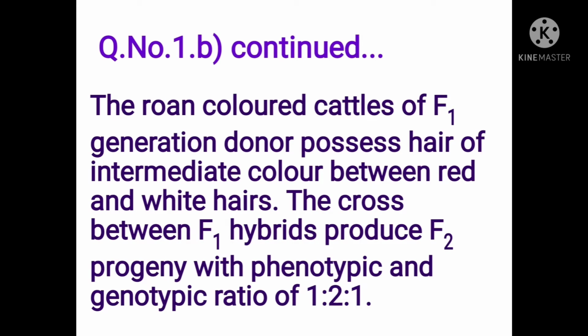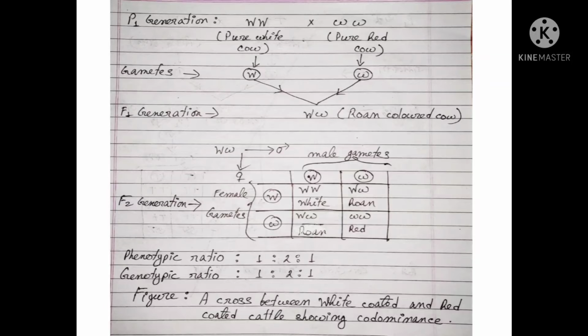The roan-colored cattle of F1 generation do possess hair of intermediate color between red and white hairs. The cross between F1 hybrids produce F2 progeny with phenotypic and genotypic ratio of 1:2:1. This figure shows codominance between white-coated and red-coated cattle.